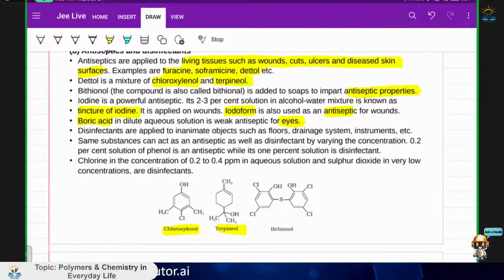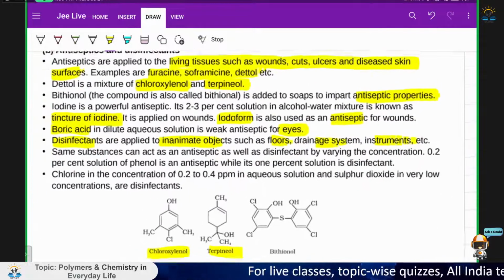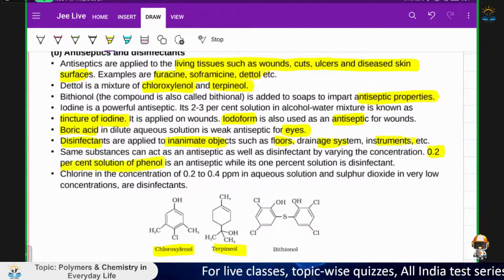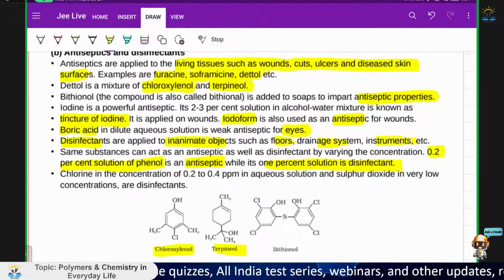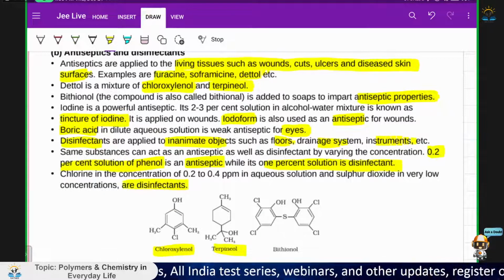Disinfectants are applied to inanimate objects. I already told you disinfectants are used for inanimate objects such as what? Floors, drainage systems, installations. The same substances can act as antiseptic as well as disinfectant by varying the concentration of the reagent present. The example given in NCERT is a 0.2% solution of phenol, which is an antiseptic, while a 1% solution is a disinfectant. Chlorine in a concentration of 0.2 to 0.4 ppm in aqueous solution, and SO2 in very low concentrations, are disinfectants.